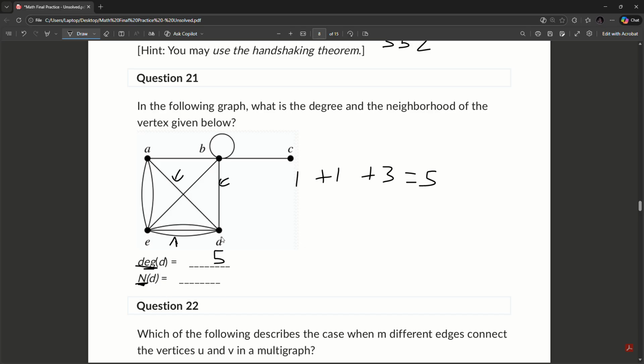N here just means neighbors. So how many is it neighboring, right? That's just A, B, E, right? Because it's connecting to A, B, and E directly. So you have to write it as a set. So just A, B, E.